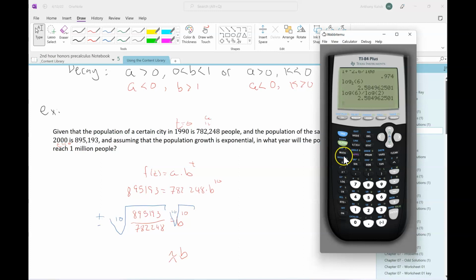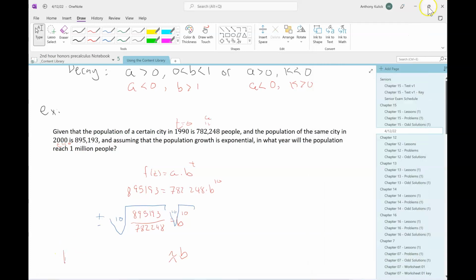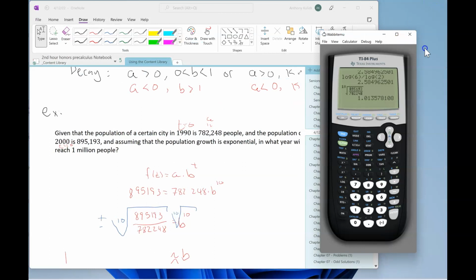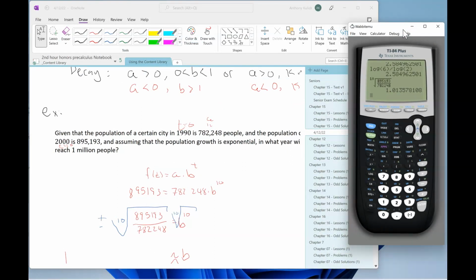So to type this into my calculator, I'm going to type in the number 10. I'm going to press the math button and go down to option 5. That lets me pick any root I want. That's why I typed the 10 in first. And then I'll just do my fraction command, 895,193 divided by 782,248. So there is 101 and change. Do that so I can see it.